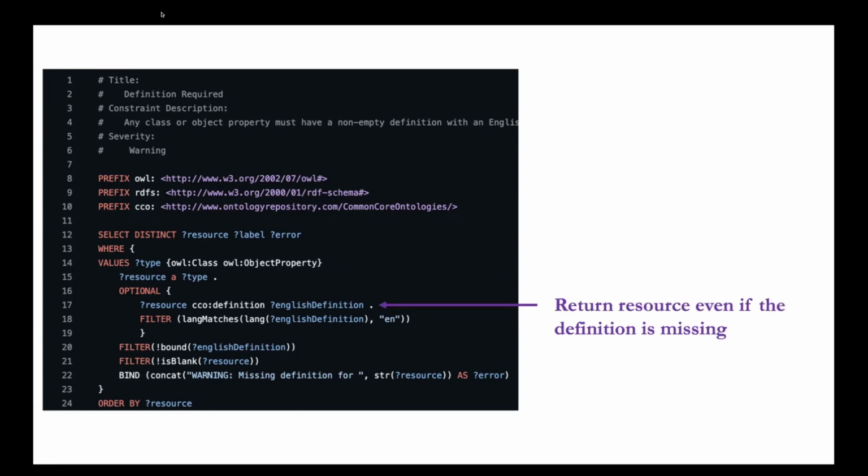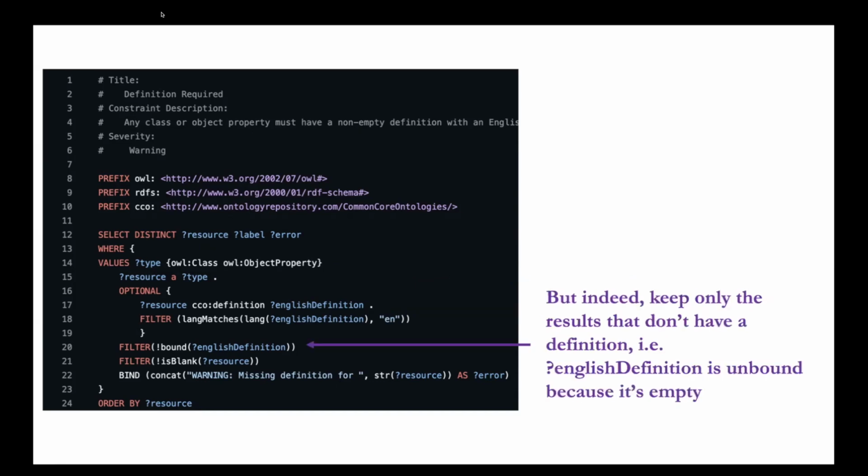So I've got an OPTIONAL clause here. OPTIONAL returns resources, even if the definition's missing. In fact, that's what I'm looking for, because this is a quality control check. Or if it's missing an English language tag. So, resources of the type class or object property, you go ahead and return them if they're missing definitions or a tag. But indeed, keep only the results that don't have a definition. Because what I'm looking for are violations of the requirement that you must have a definition.